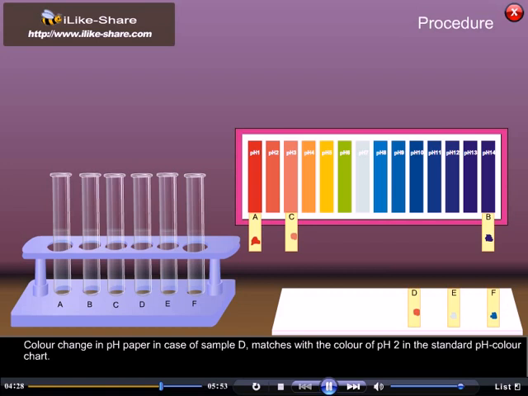Color change in pH paper in case of sample D matches with the color of pH 2 in the standard pH color chart. Color change in pH paper in case of sample E matches with the color of pH 7 in the standard pH color chart. Color change in pH paper in case of sample F matches with the color of pH 9 in standard pH color chart.